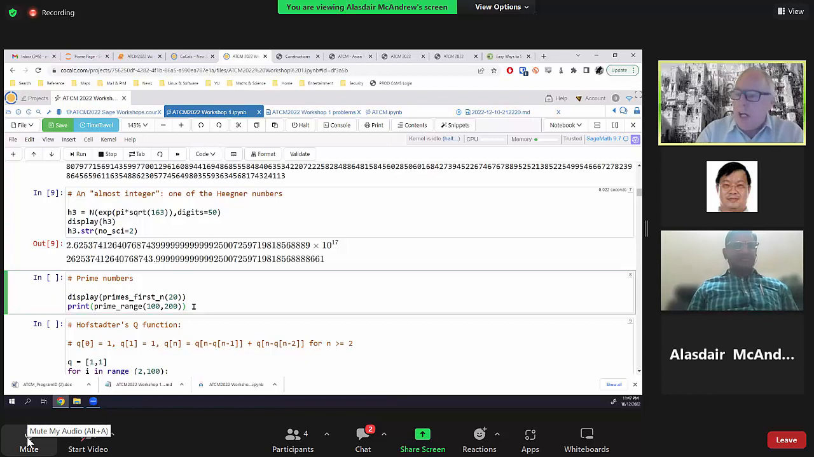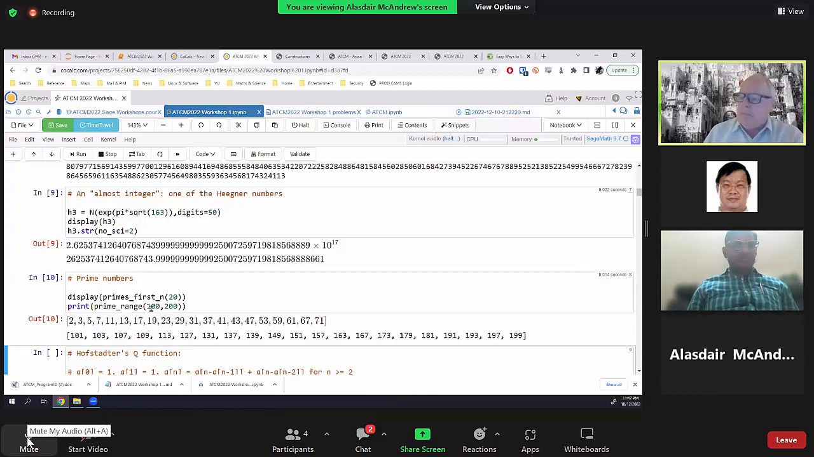Of course, it does primes. There's a nice little function called primes_first_n, which is exactly what it says. You do the first n primes in here, the first 20 primes, or primes between two values, 100 and 200. It's very good with primes. It's also very good with factoring as well.